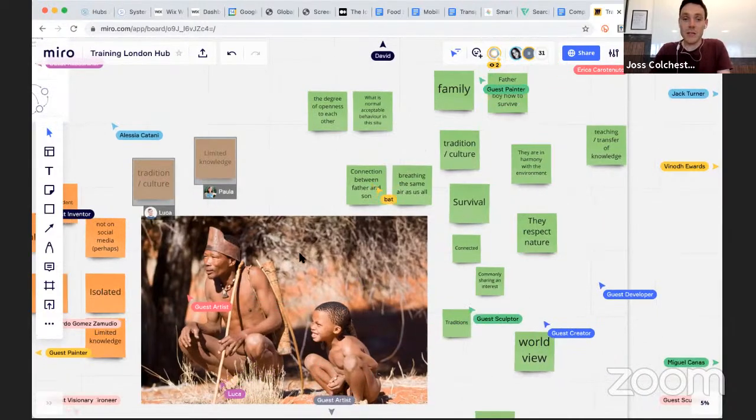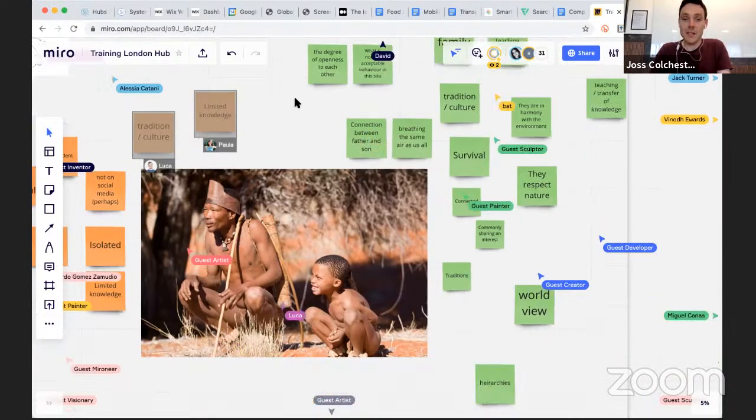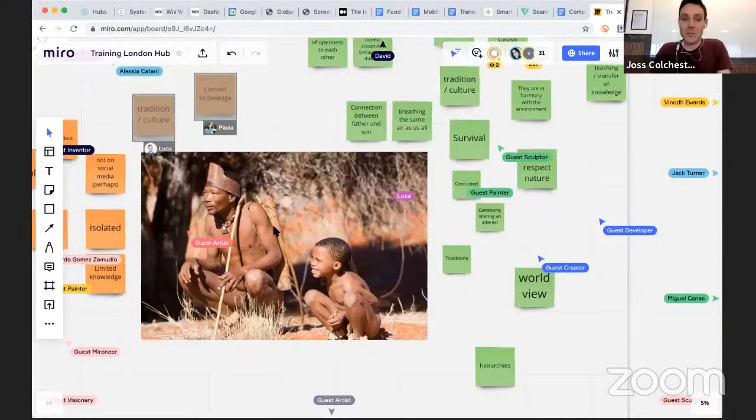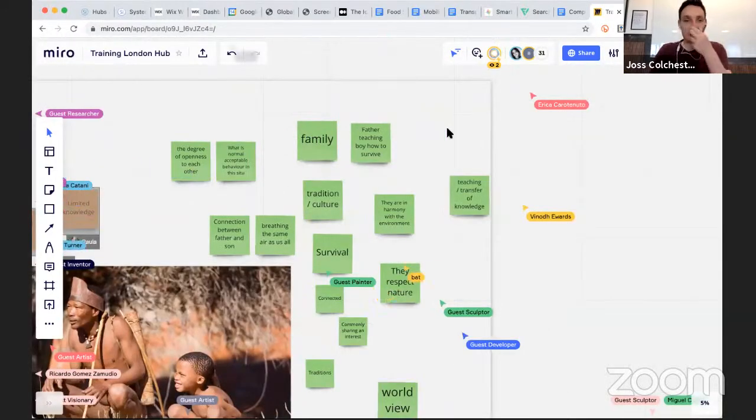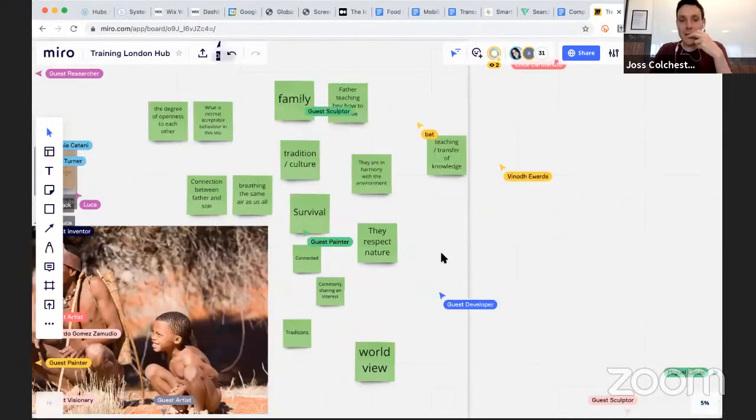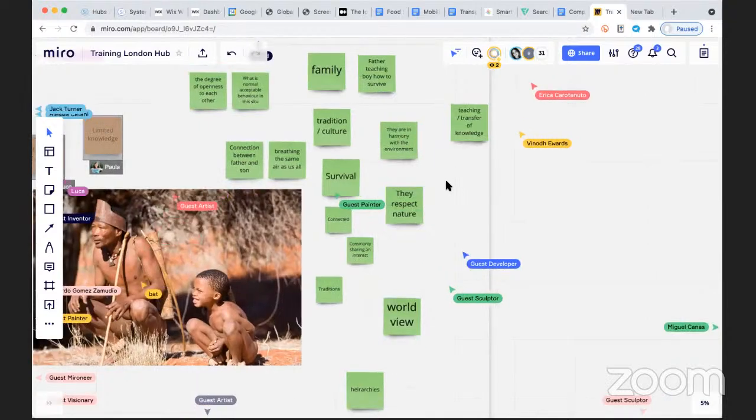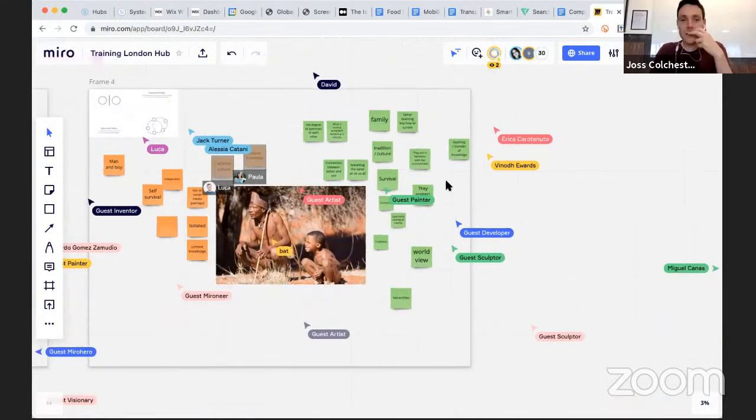as us all. Yeah, that's certainly the same oxygen on planet Earth. They're breathing as we're breathing. Interesting. Traditional culture. Father teaching boy how to survive. Family. They're in harmony with their environments. Yeah. Okay. Great. Well done, guys.